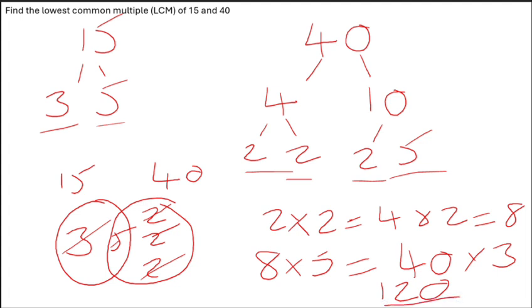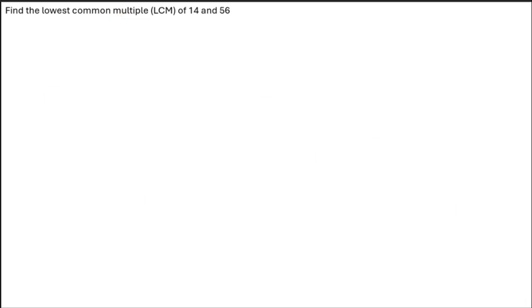If you prefer that one, you guys can use that method. Okay? So, last question I want you guys to have a go at. Again, you can either use your multiplications where you write them all out, or you can use the Venn diagram. It does not matter. Whichever method is easiest for you, that's the one I want you to use. Okay? So, find the lowest common multiple of 14 and 56. I'll give you a couple seconds to pause the video and we will have a look.